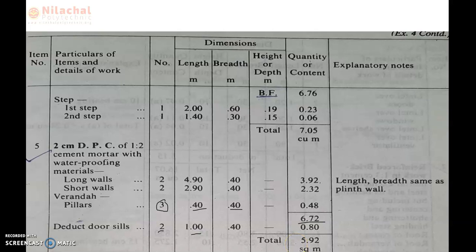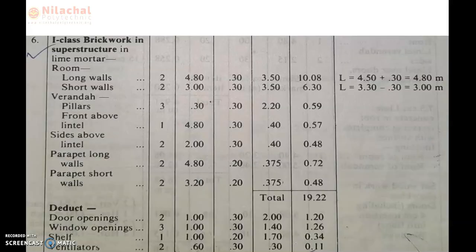Okay, so then after that, we need to calculate the first class brickwork in superstructure. After DPC, the first class brickwork is provided. So the first class brickwork in superstructure in lime mortar. So here the brickwork is constructed by using the lime mortar. Okay, so first of all we need to calculate the room value, then the veranda.